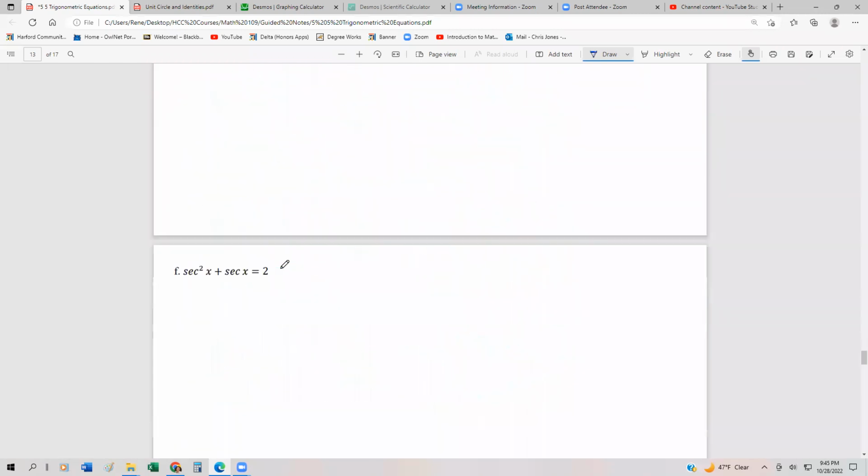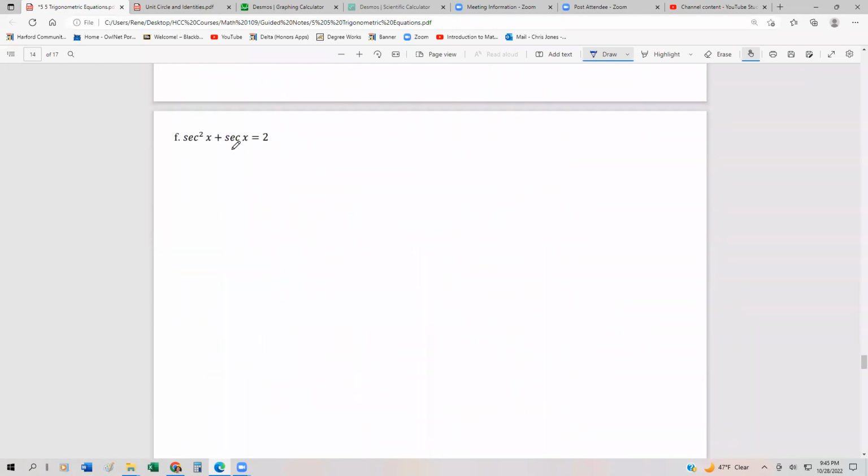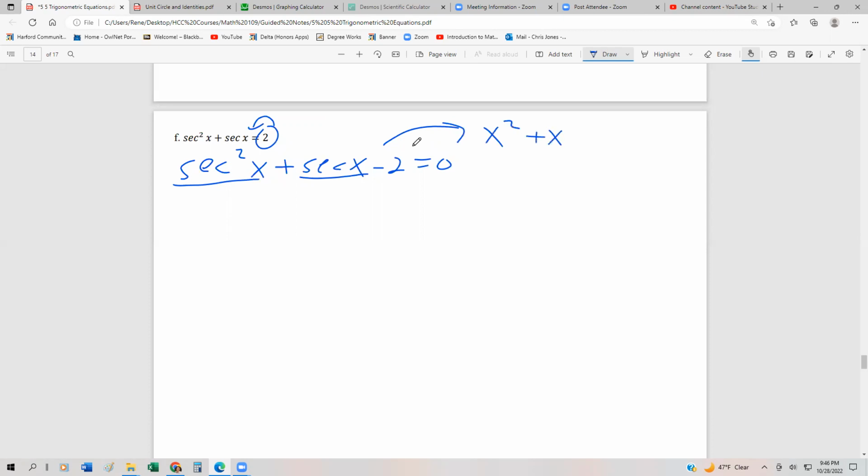Okay. One last example that's sort of similar to that: we have secant squared of x plus secant of x equals 2. Let's start by setting the equation equal to 0 by subtracting 2 from both sides. And so I get secant squared of x plus secant of x minus 2 is equal to 0. Let's think of secant as x, and I'm going to rewrite this as a polynomial equation. So I have x squared plus x minus 2 equals 0.